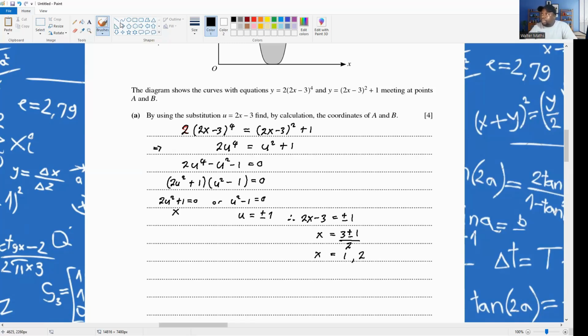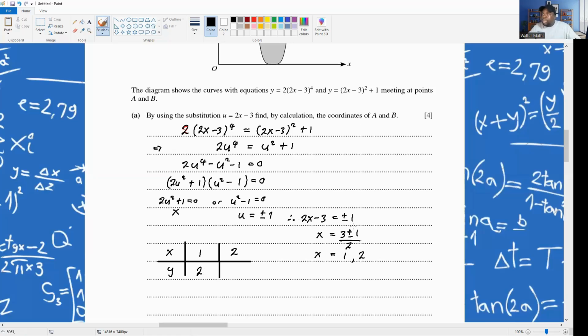So we have values like this. All right, so the values of x and the values of y. So we have 1 and 2 for the values of x. So what are the values of y? We can substitute them back into these equations, all right? So substituting 1, we'll be having 2 of 1 minus 3 to the power 4. So 2 of 1, that's 2, 2 minus 3, that's minus 1 to the 4 is 1, so 2. So we'll be having 2 here.